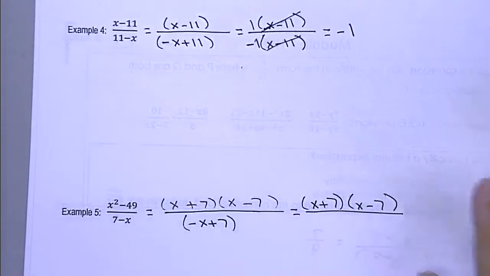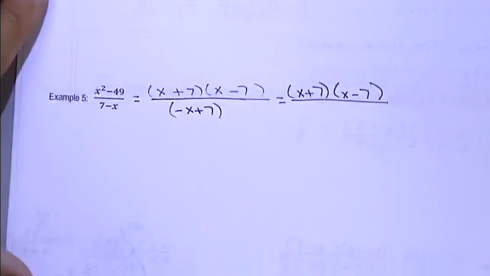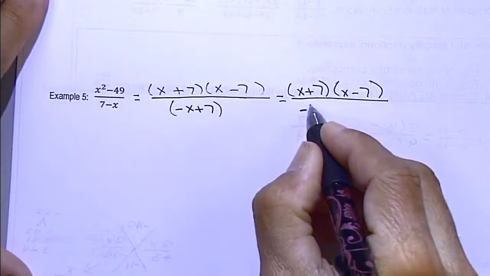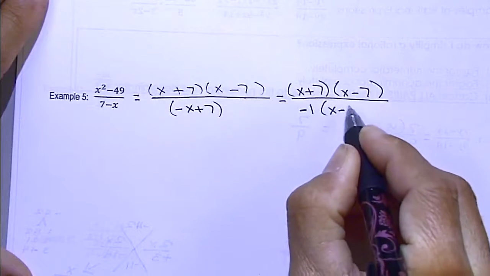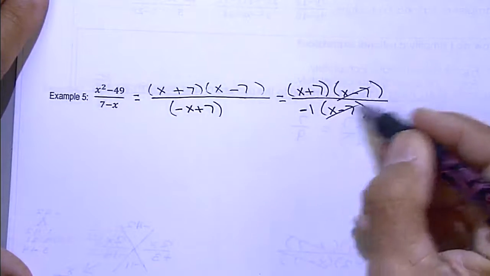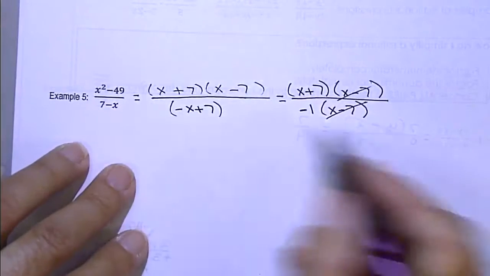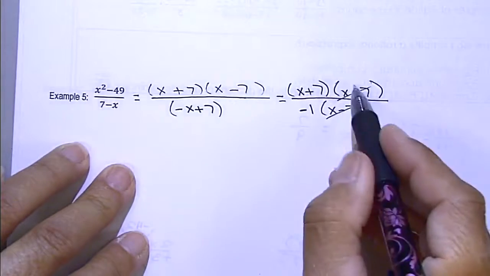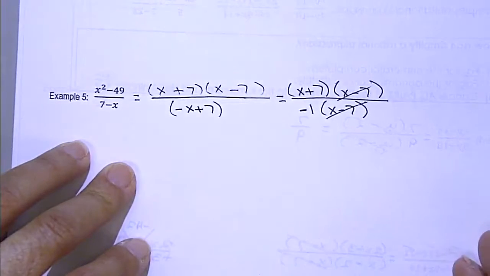Take the time to write it down, okay? What if I factor out the negative? It becomes a negative 1 times x minus 7, doesn't it? And now I can reduce it with the x minus 7. Now what is this really? Well, it's x plus 7 over negative 1.